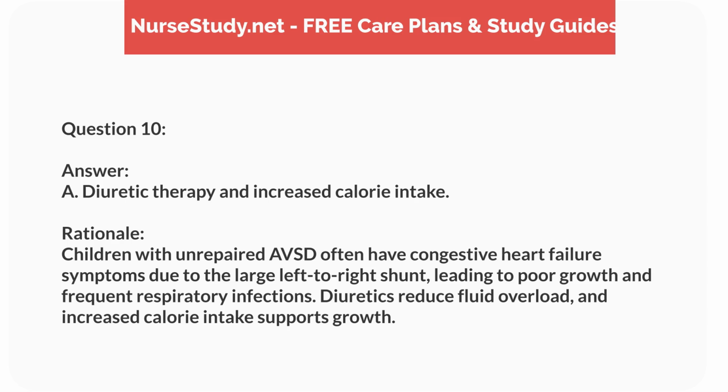Rationale: children with unrepaired AVSD often have congestive heart failure symptoms due to the large left-to-right shunt, leading to poor growth and frequent respiratory infections. Diuretics reduce fluid overload, and increased calorie intake supports growth.